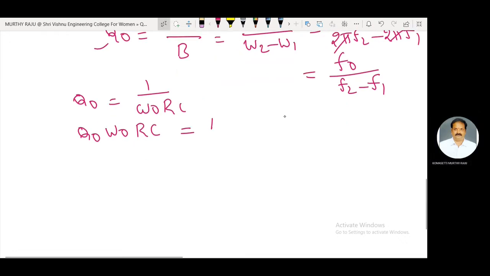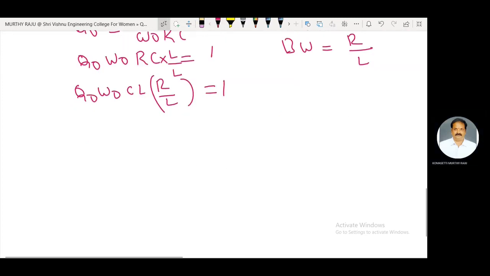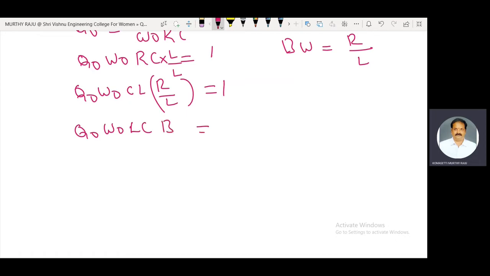But the bandwidth of the circuit is R by L. The numerator and denominator are multiplied by L. Q naught equals omega naught into L by R, which is omega naught into LC times R by L, and R by L is the bandwidth.